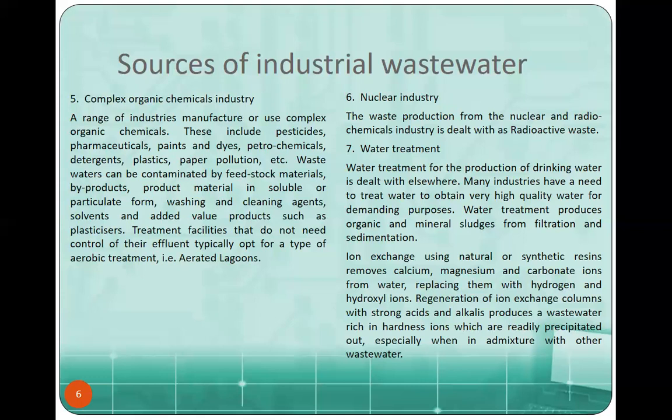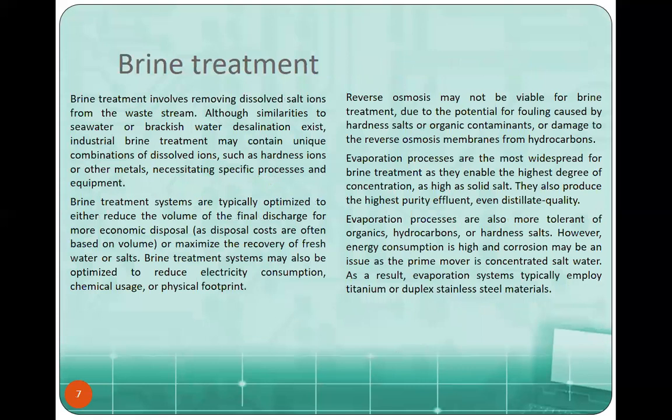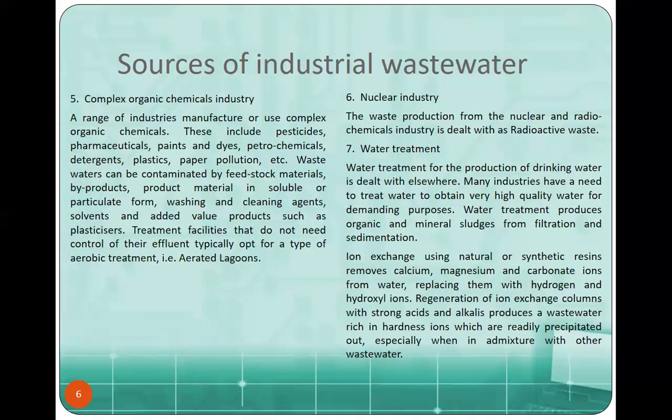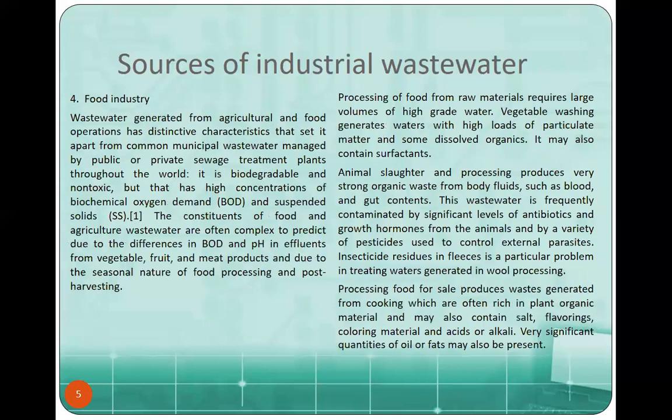That's hardness, replacing them with hydrogen and hydroxyl ions. The regeneration of ion exchange columns with strong acid and alkali produces a wastewater rich in hardness ions, which are readily precipitated out, especially when in admixture with other wastewater. So, that's it. Those are the sources of industrial wastewater.